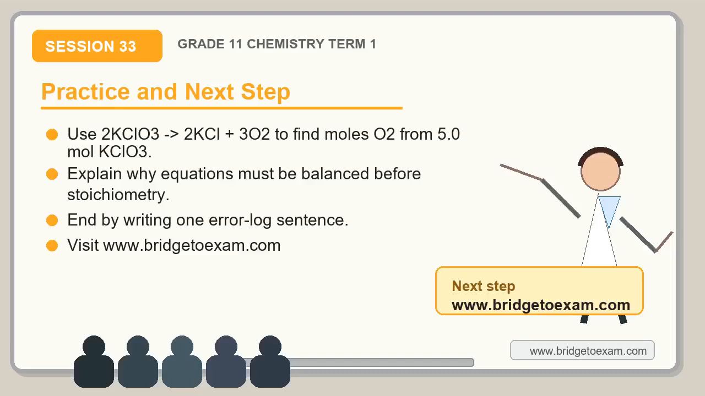Task 1. Use 2KClO3 gives 2KCl + 3O2 to find moles O2 from 5.0 mole KClO3. Task 2. Explain why equations must be balanced before stoichiometry. Task 3. Write the mole ratio between NH3 and N2 in N2 + 3H2 gives 2 NH3.